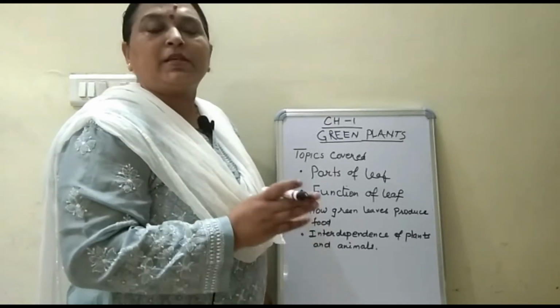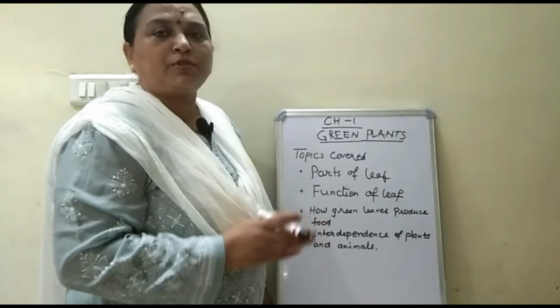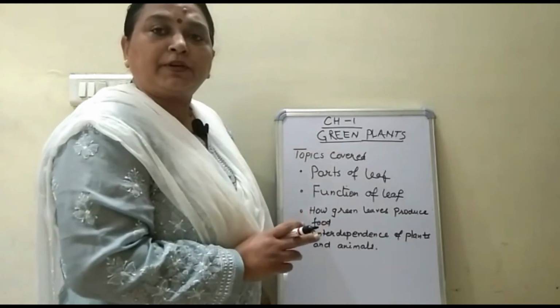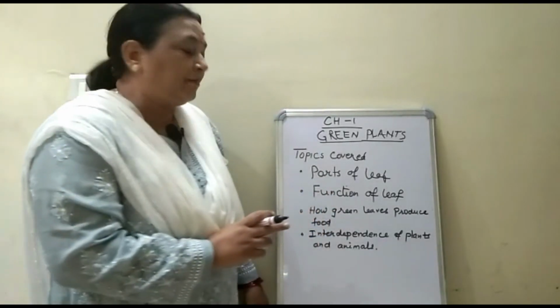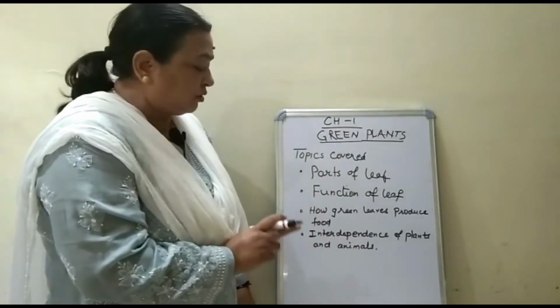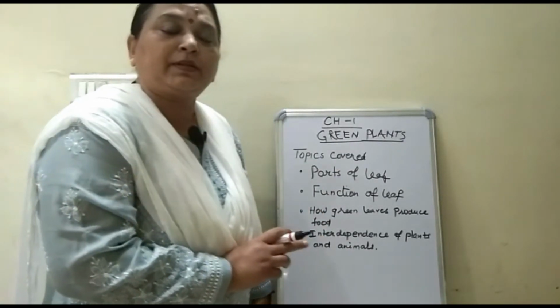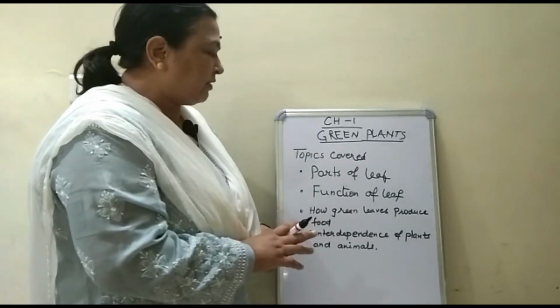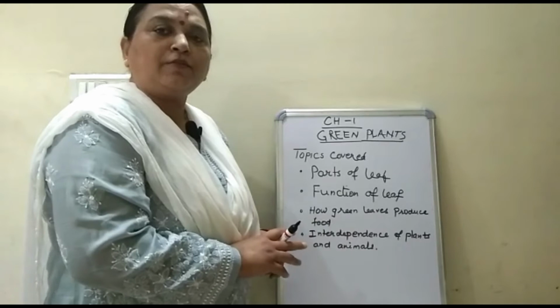Now today we will see how plants are producing food. In this chapter the topics covered are parts of leaf, function of leaf, how green leaves produce food, and interdependence of plants and animals. Now first we will see parts of leaf.